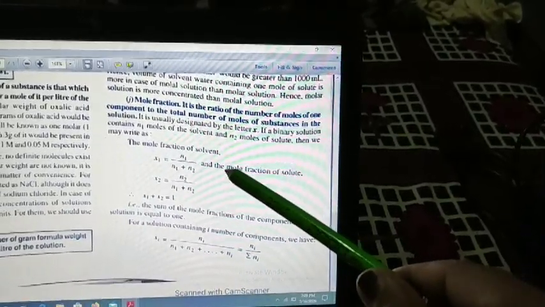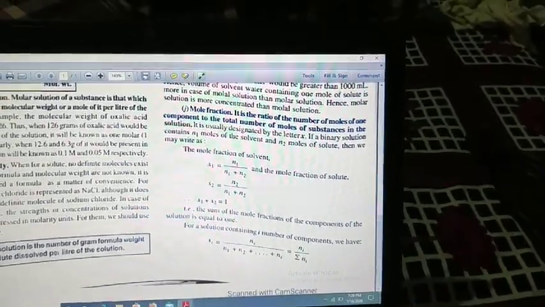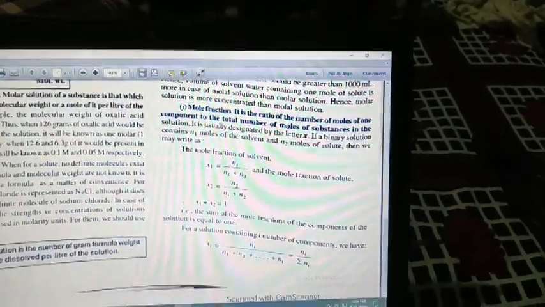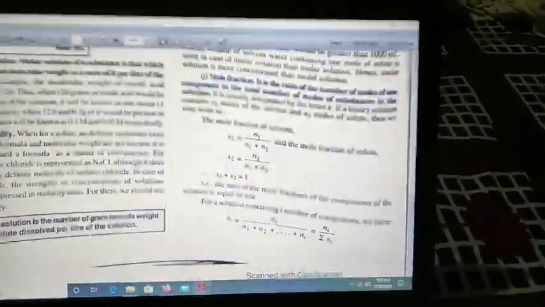This is mole fraction. Based on this, I'm going to show you one numerical and how we have solved it.